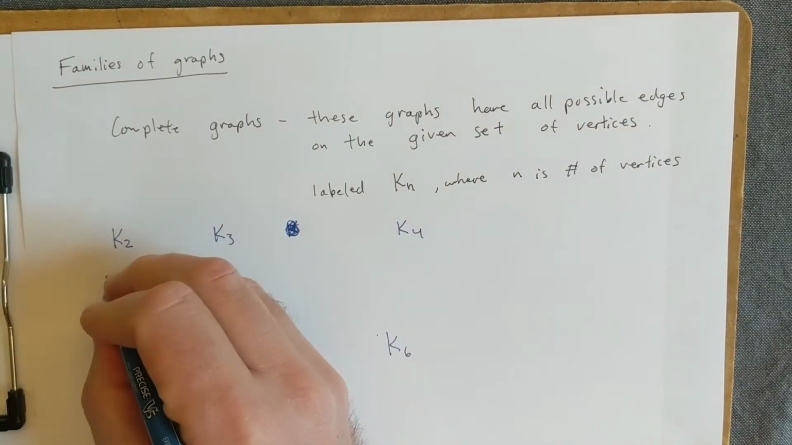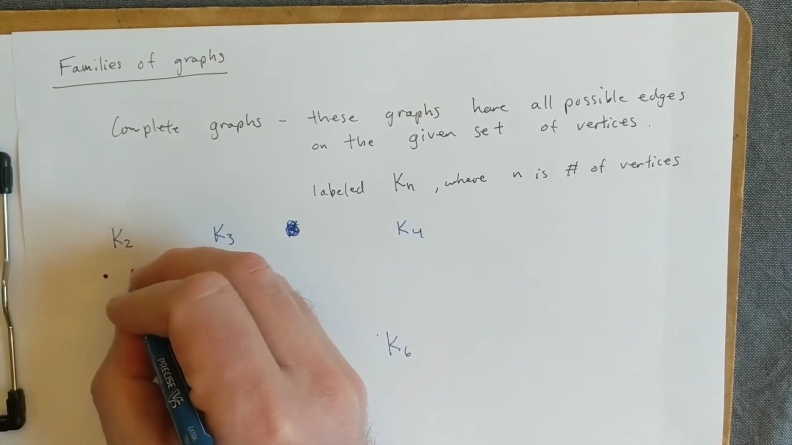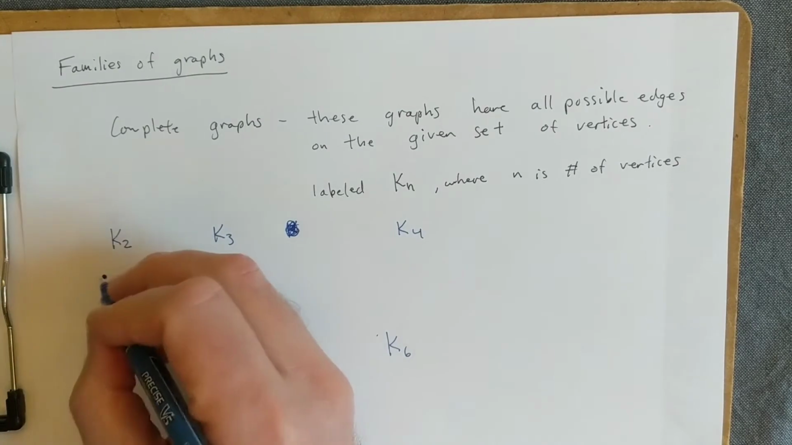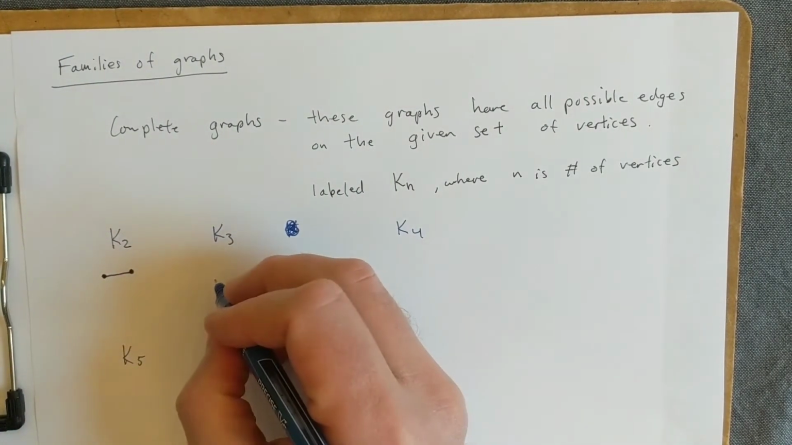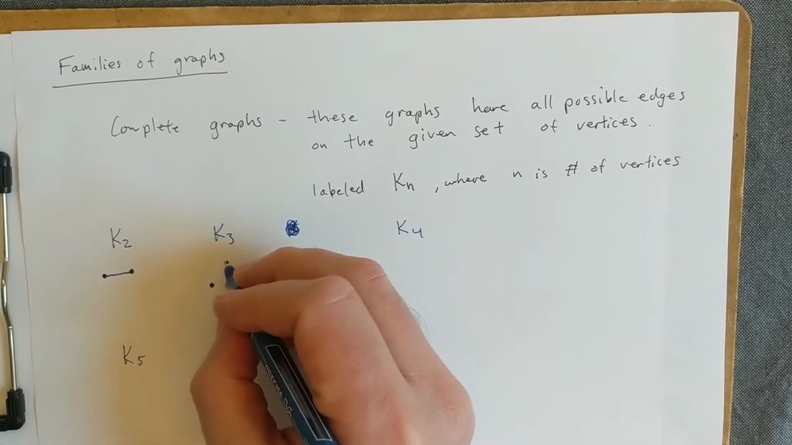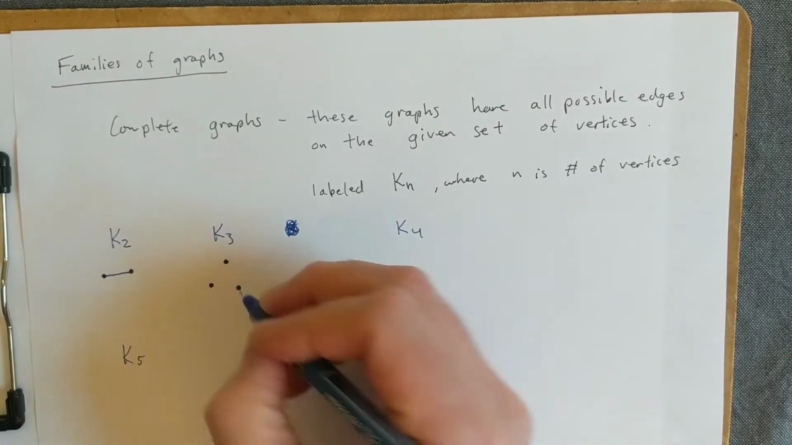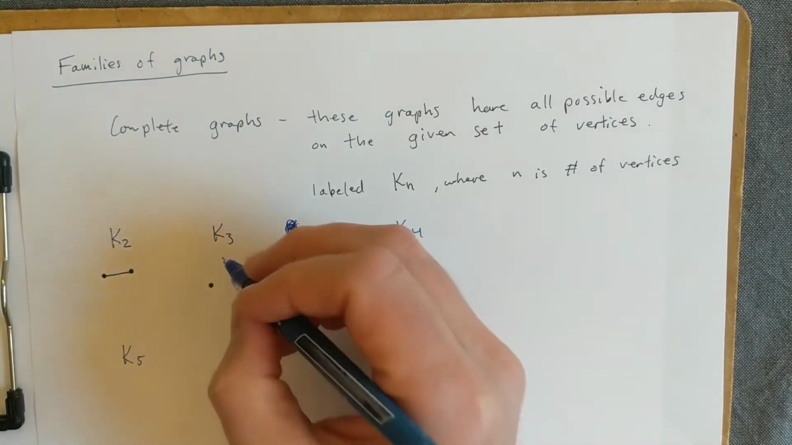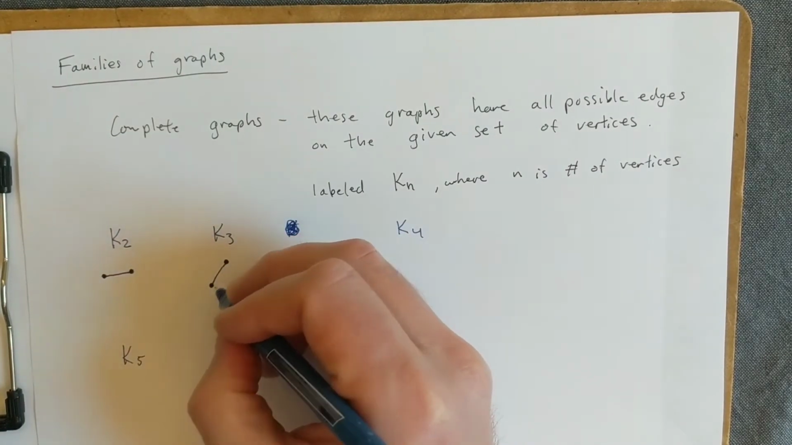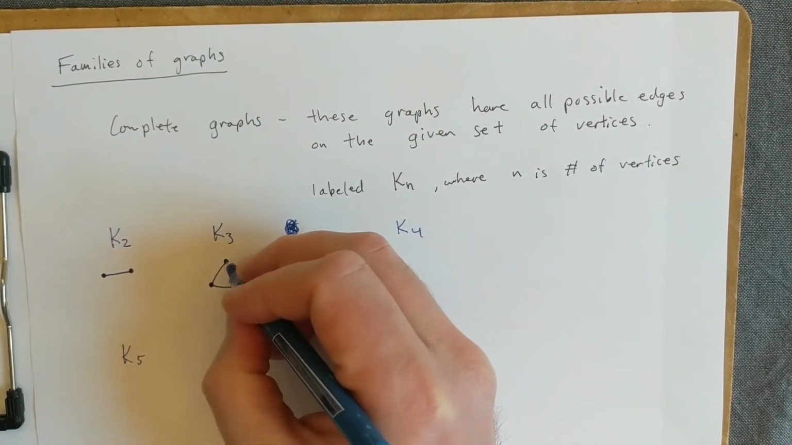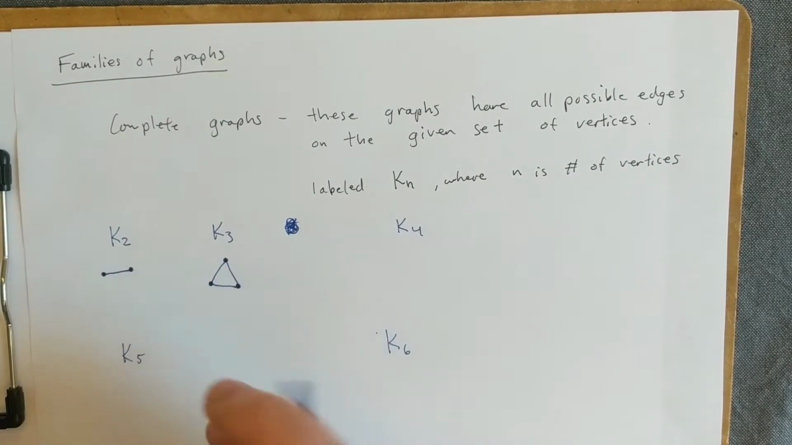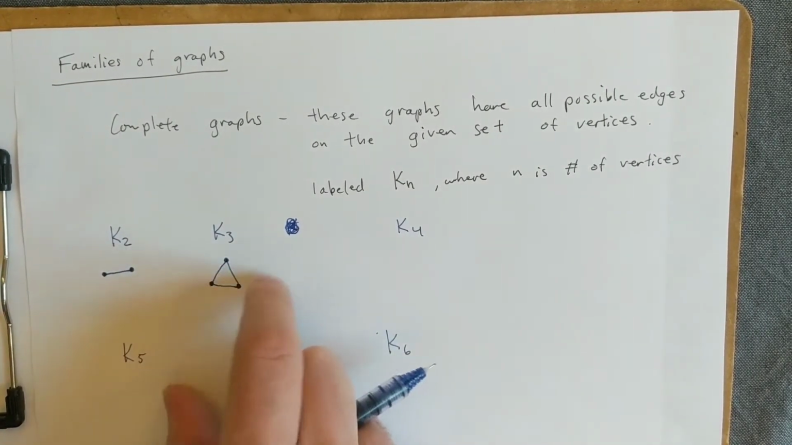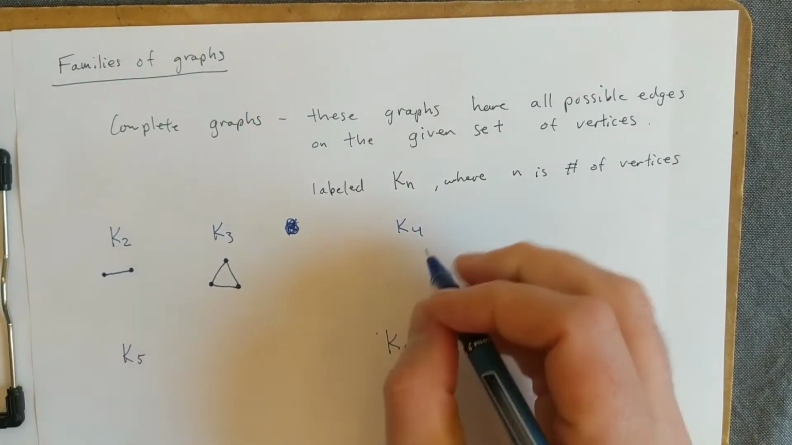So K2 is telling me I need 2 vertices, and all possible edges between the 2 vertices, well, there's only one. K3 would have 3 vertices, and then the possible edges between vertices, well, I can connect this one to these 2 and this one, and then that's it. All the vertices are connected in every possible way. So each vertex is connected to all the other vertices.